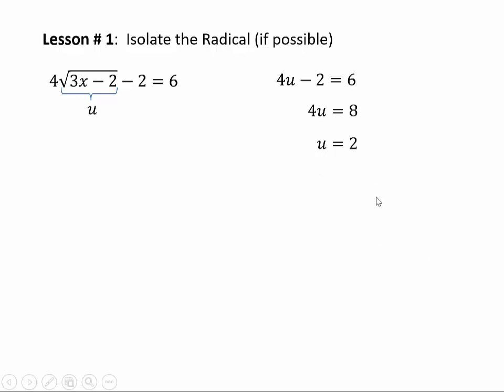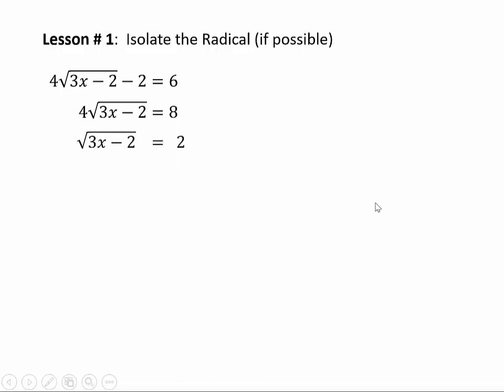Let's do the same thing, but with the radical. Let's add 2 to both sides, divide both sides by 4, and now I have the square root of 3x minus 2 equals 2. Once that radical has been isolated, now I can think about what I would do to cancel out the root.